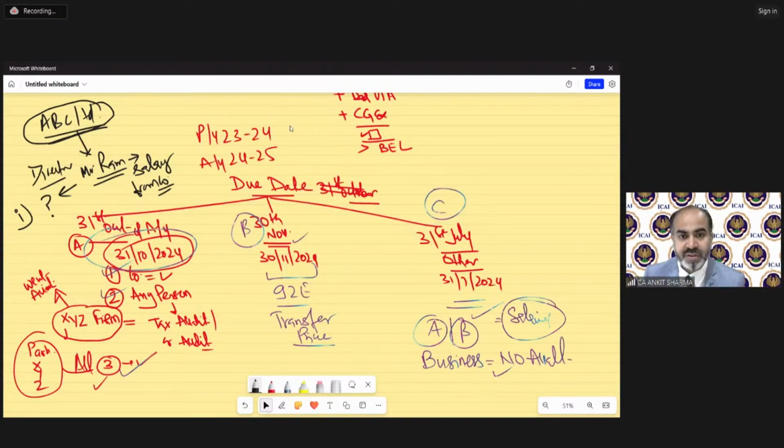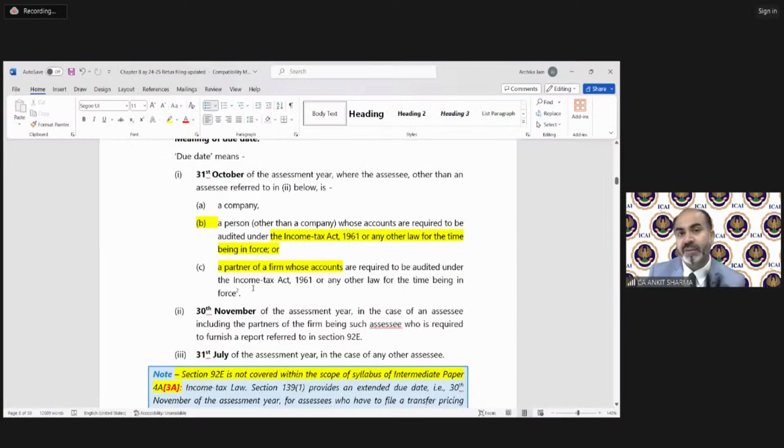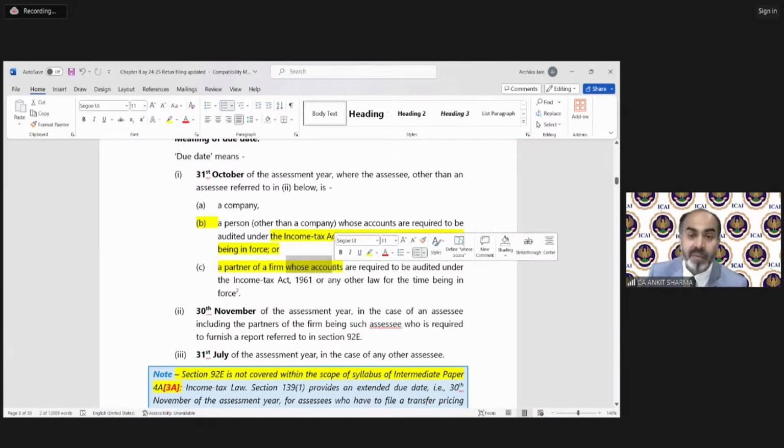So this provision has been explained over here. That is 31st October, for a company, a person other than a company whose accounts are required to be audited, a partner of a firm whose accounts are required to be audited. So what is the meaning of the word whose there? The whose means firm. So if there is a partnership firm whose accounts are required to be audited, that firm's due date is automatically 31st October and all the partners' due date also will be 31st of October.